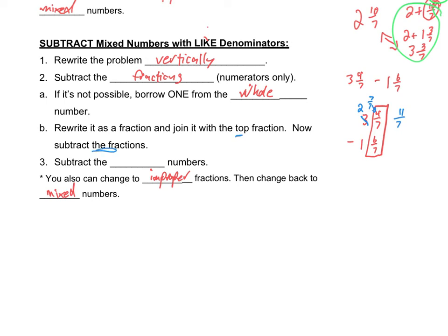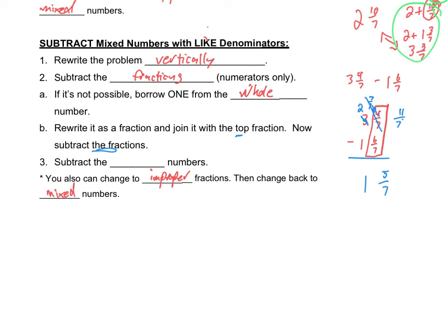Now we'll subtract the fractions. Now that I've changed 7/7 plus 4/7 is 11/7, I can do 11/7 minus 6/7 is 5/7. And because I borrowed from this 3, it became a 2. 2 minus 1 is 1 5/7.